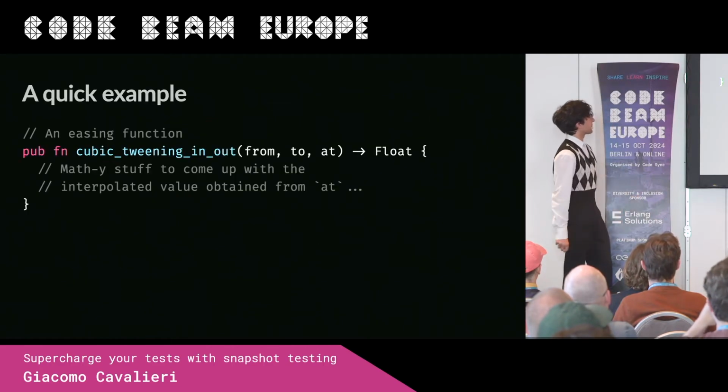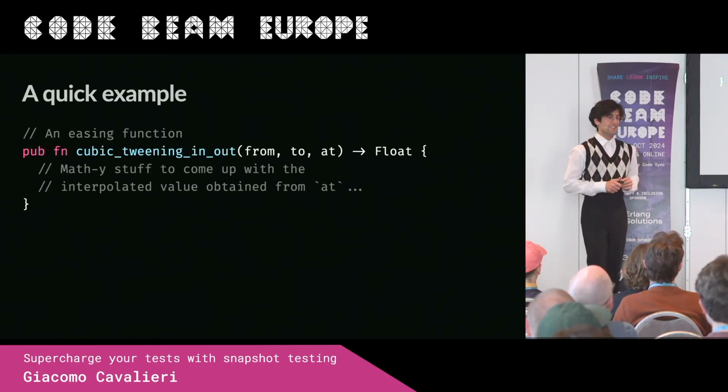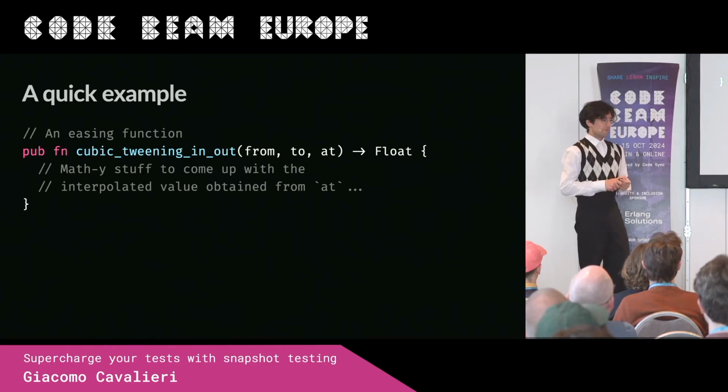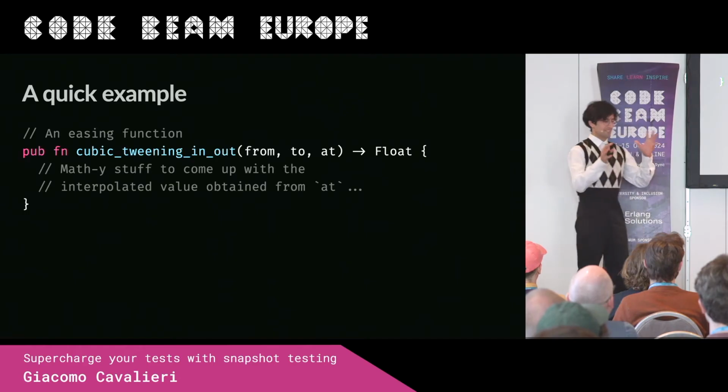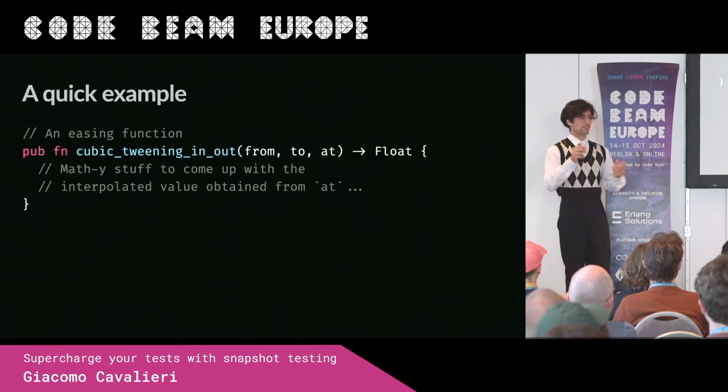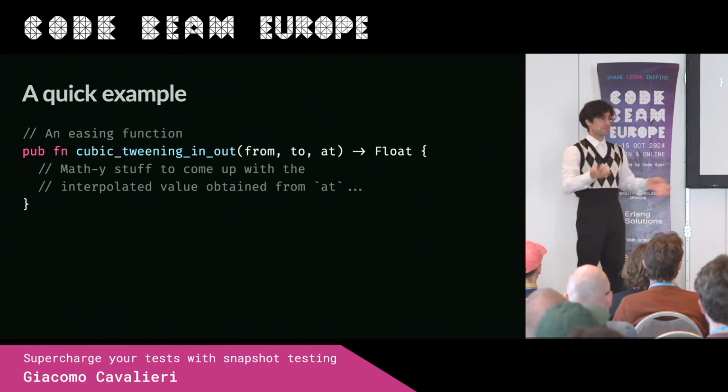Another example comes from Lustre. So Hayleigh had to write some front-end things like interpolation functions to do CSS animations. I really don't understand what that is.